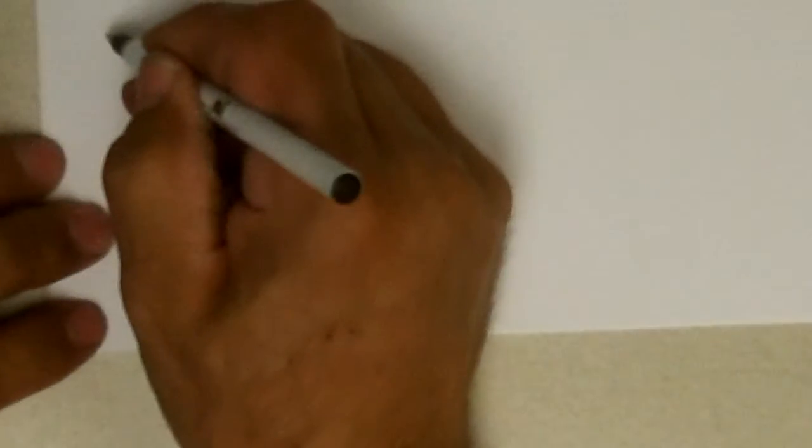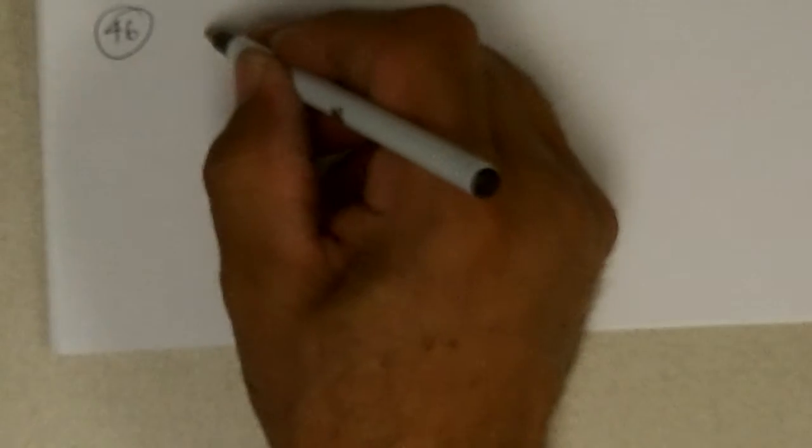And then we go to 46. 46 says zip codes in the United States. They have 5 digits and 4 extra for the 9-digit version. How many 5-digit zip codes are there? So that'd be 10 to the fifth, or 100,000.